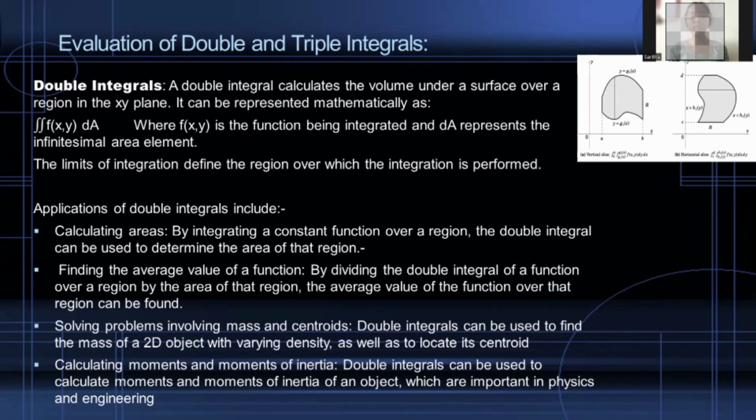In solving problems involving mass and centroids, double integrals can be used to find the mass of a 2D object with varying density as well as to locate its centroid. In calculating moments and moments of inertia, double integrals can be used to calculate moments and moments of inertia of an object, which are important in physics.